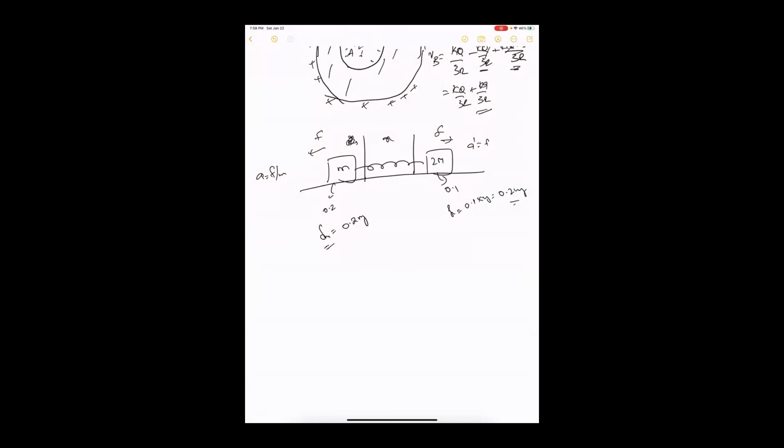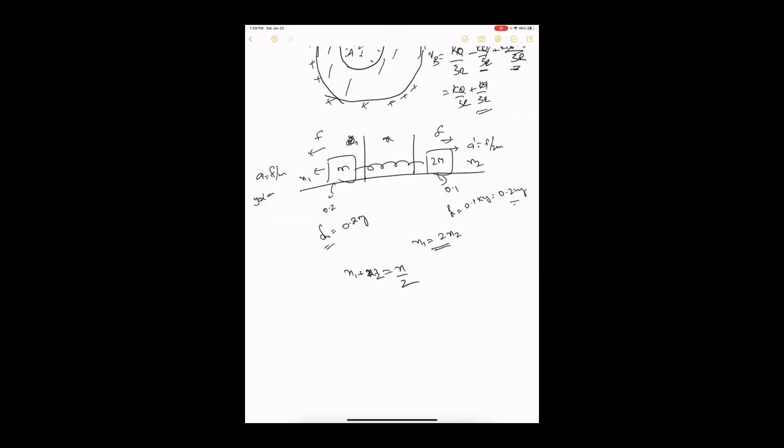So what is the displacement? Y is equal to half A T square, so it is proportional to A. Let the displacement of this be X1 and this be X2. From the accelerations, this is F by 2M, so X1 is equal to 2X2. The total displacement is X1 plus X2. This has moved X1, this has moved X2. So X1 plus X2 is X by 2.